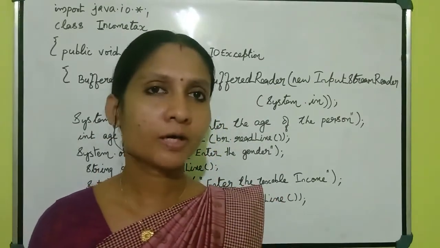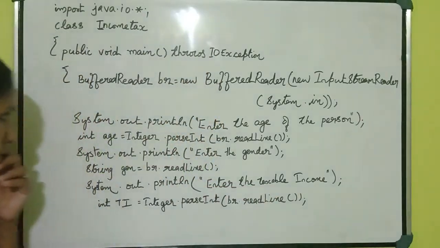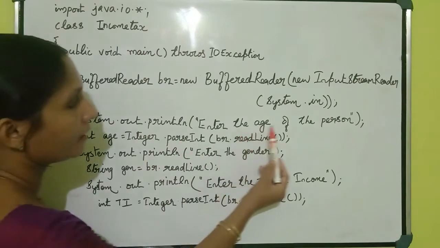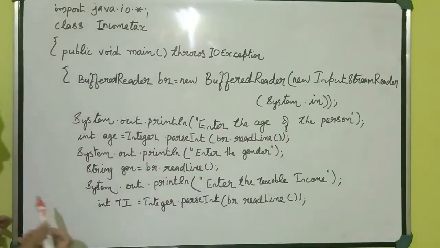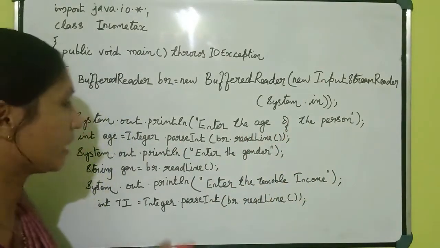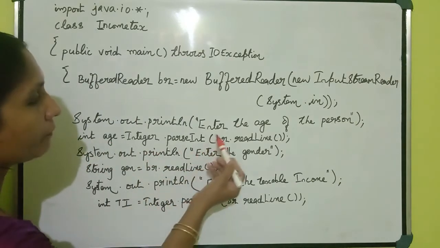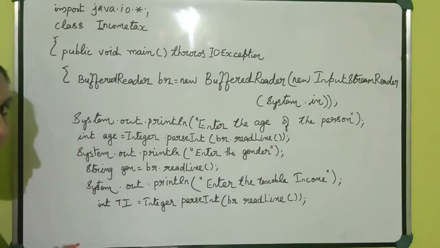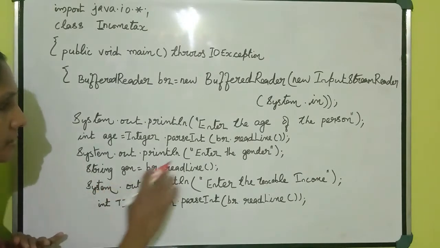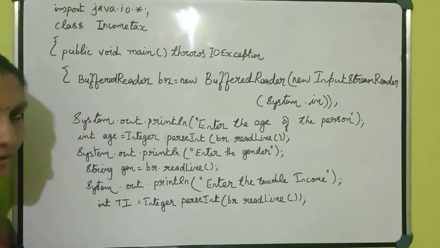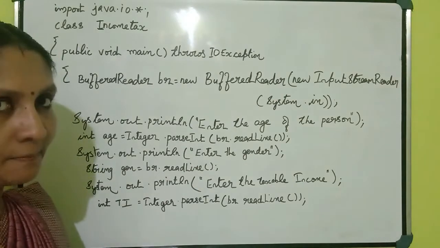Okay. Then how can you read those values? With the help of System.out.println, you can pass the message, enter the age of the person. Then we know age is an integer variable. Then int age is equal to Integer.parseInt of br.readLine. We can read like this. Next one is gender. System.out.println, enter the gender. This way we can pass the message.